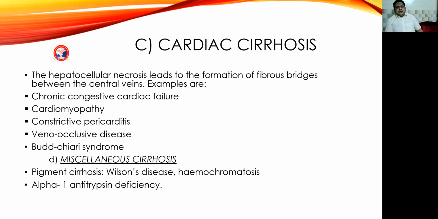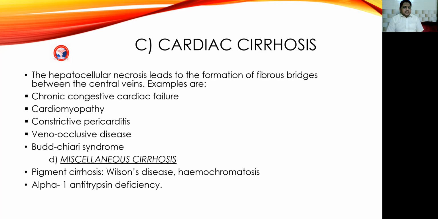Type C is cardiac cirrhosis. In cardiac cirrhosis, the hepatocellular necrosis leads to the formation of fibrous bridges between the central veins. Examples are chronic congestive cardiac failure, cardiomyopathy, constrictive pericarditis, veno-occlusive disease, and Budd-Chiari syndrome.